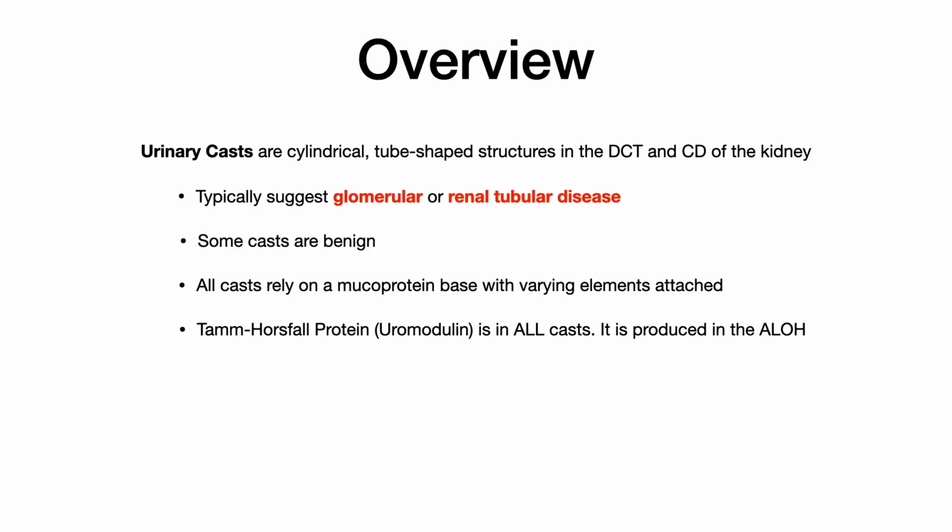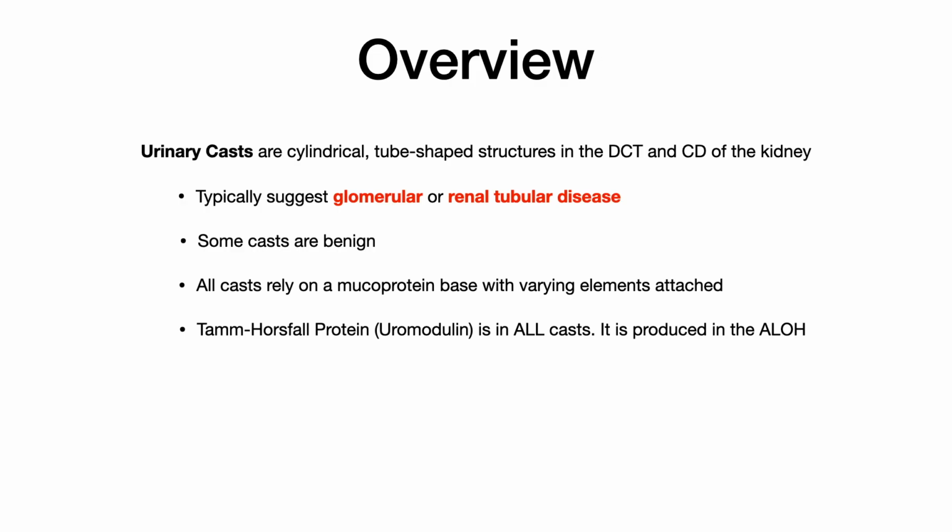A urinary cast is a cylindrical, tube-shaped structure in the distal convoluted tubule and the collecting duct of the kidney. Now, typically, these suggest either glomerular or renal tubular disease, but I would note that some are benign, and if you see certain types of casts, and we'll get into this more in just a moment, that can be normal. All casts rely on the presence of a mucoprotein base with varying elements attached to it. And that mucoprotein base is called Tamm-Horsfall mucoprotein. Sometimes you'll see this written out as uromodulin, but Tamm-Horsfall and uromodulin mean the same thing.